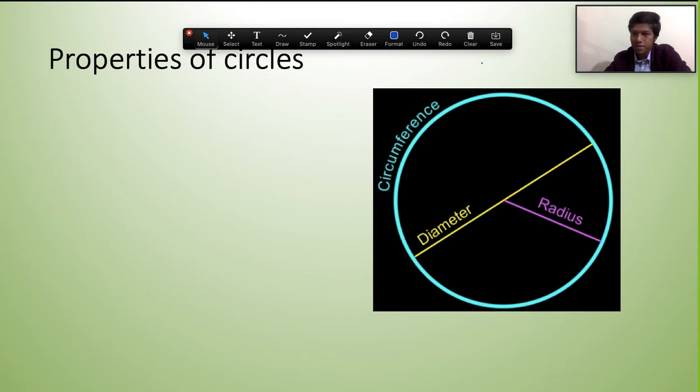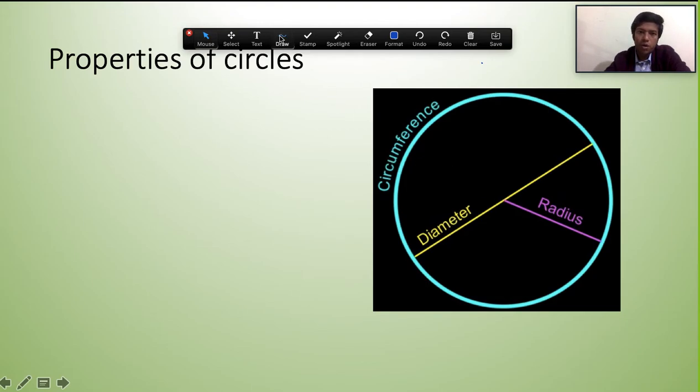Properties of a circle. So it's a circle. This is the radius. Radius is the distance from the center to the circumference. Diameter is the distance from one side to the other side when the line goes through the center. This is the diameter. That means the diameter is double the radius, because this is one half, this is another half.